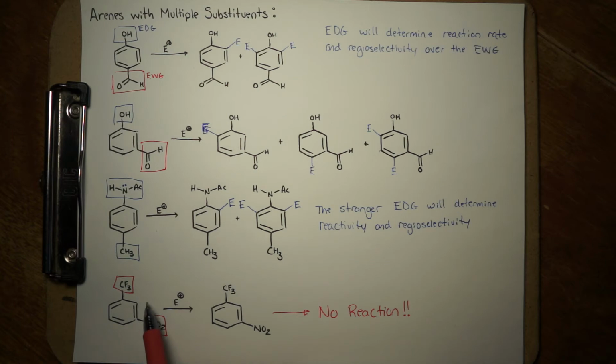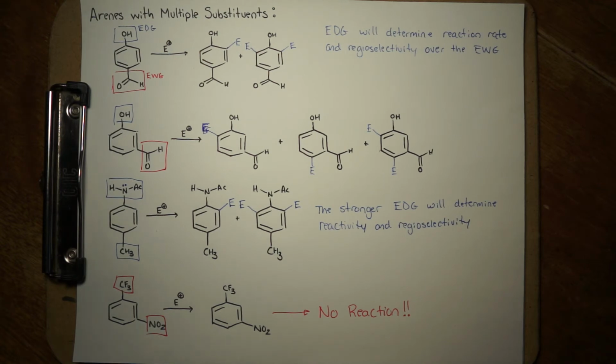So we don't really have to worry about systems that have multiple electron withdrawing groups on them, because subsequent EAS is just going to be so slow. So we don't need to worry about figuring out where substitution will take place in this case.